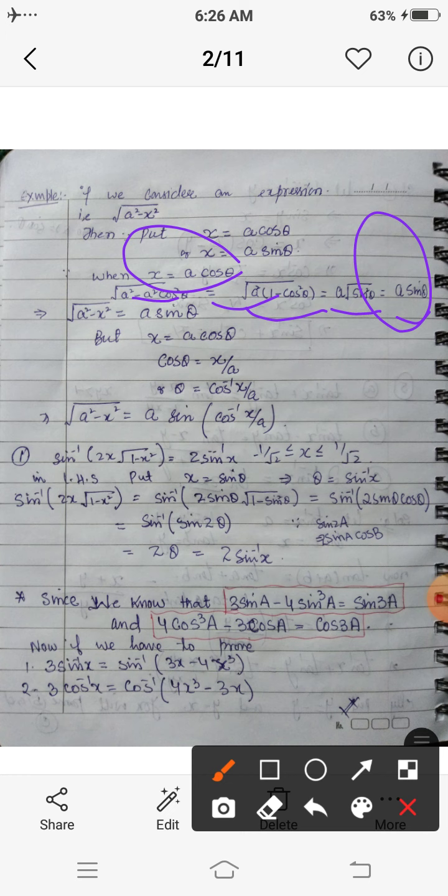Similarly, if we put x equals a sin theta, it becomes a cos theta. And when we put x equals a cos theta, this expression becomes a sin theta.